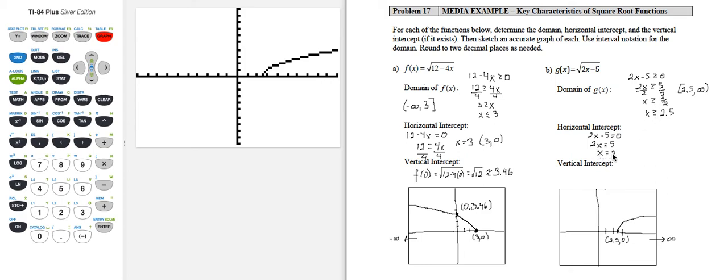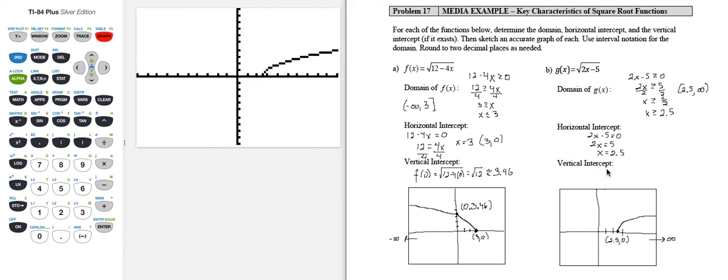So you might be noticing a pattern: for these square root functions that start at the x-axis, the starting value of the domain is going to be the horizontal intercept.